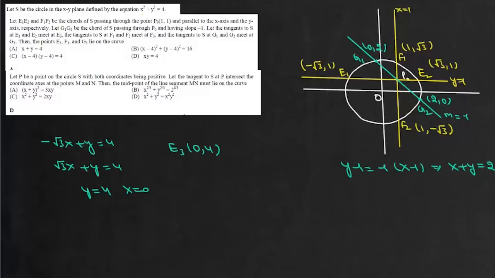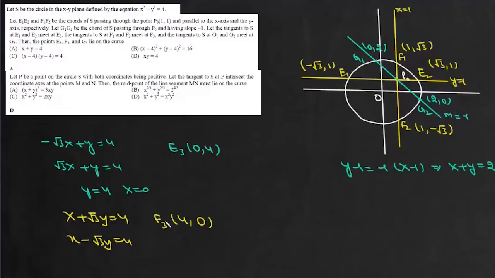Then the same way we can write equation of tangent at F1. Now at F1, equation of tangent is given by x plus root 3 y equals 4 and x minus root 3 y equals 4. Now here x is 4 and y is 0.